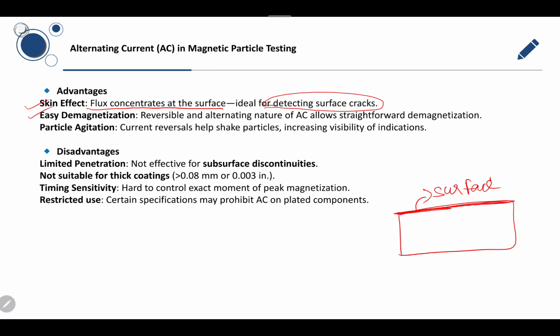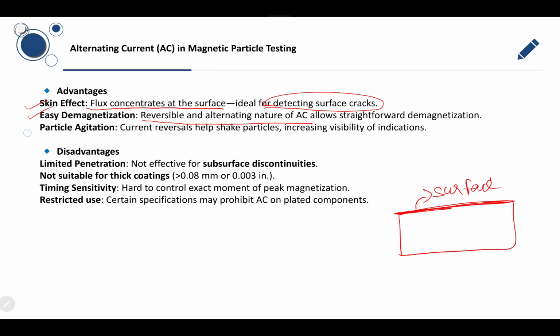Second one is easy demagnetization. The reversible and alternating nature of AC makes demagnetization straightforward. We will discuss demagnetization in more detail shortly, but for now, know that AC helps in removing residual magnetism easily. Already we discussed the residual magnetism.